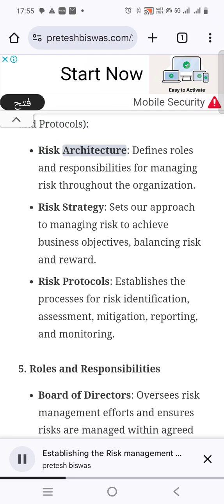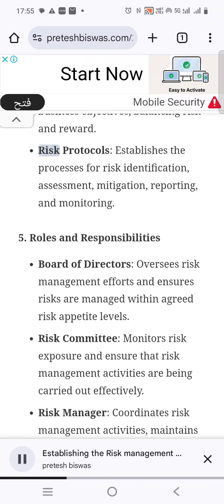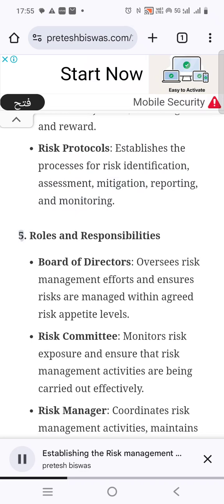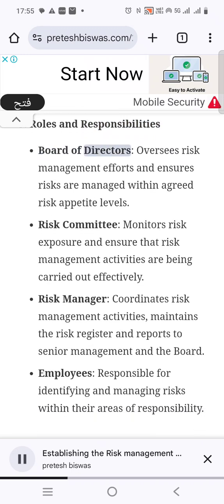Risk architecture defines roles and responsibilities for managing risk throughout the organization. Risk strategy sets our approach to managing risk to achieve business objectives, balancing risk and reward. Risk protocols establish the processes for risk identification, assessment, mitigation, reporting, and monitoring. 5. Roles and responsibilities. Board of Directors oversees risk management efforts and ensures risks are managed within agreed risk appetite levels.